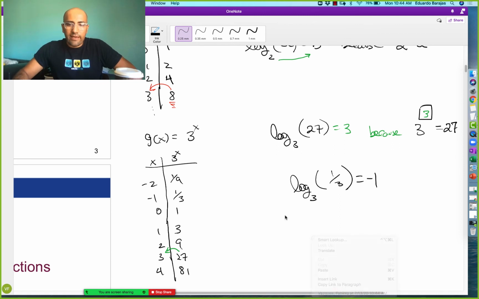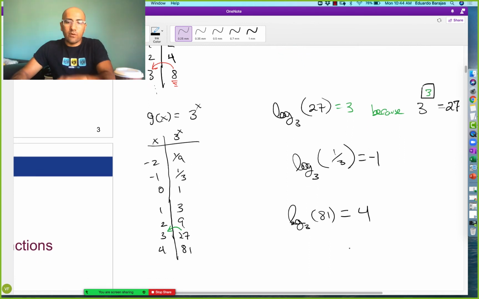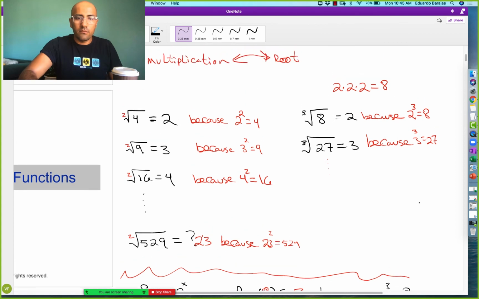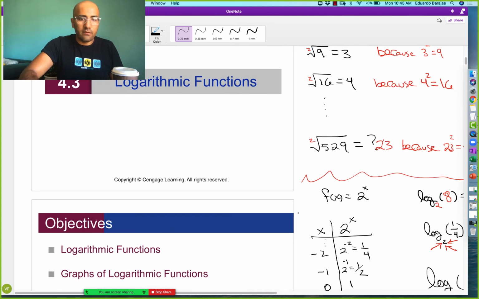Note that, okay, so if we have log base 3 of 81, well, that's going to be 4. 3 to the fourth power equals 81. However, log base 9 of 81 is 2, right? 9 to the second power is 81. Good. Questions, comments, issues? No. Okay, so let's get back to this thing then.